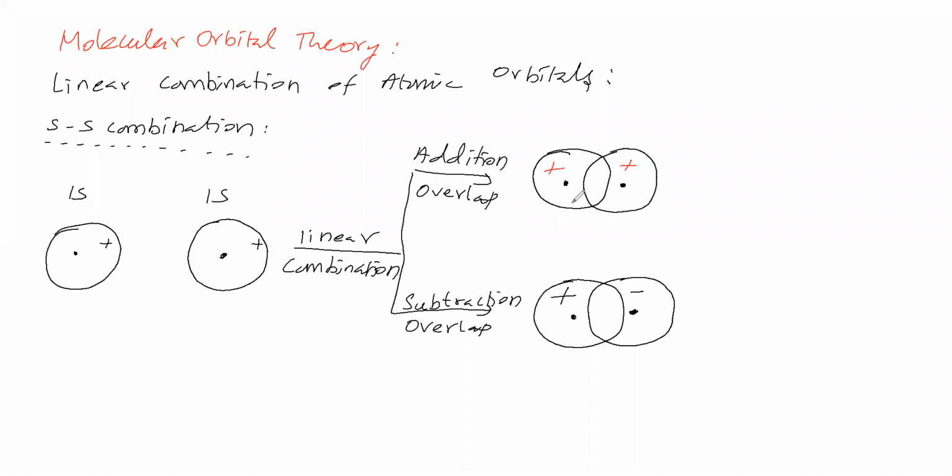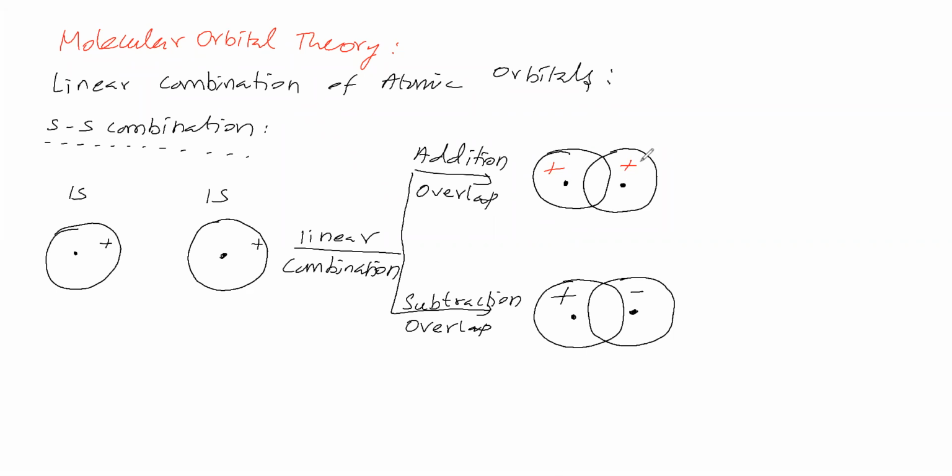Addition overlap means the two orbitals should have the same sign. Subtraction overlap means the two orbitals should have opposite signs. So addition overlap means the overlapping atomic orbitals have the same sign: here positive, and here positive.